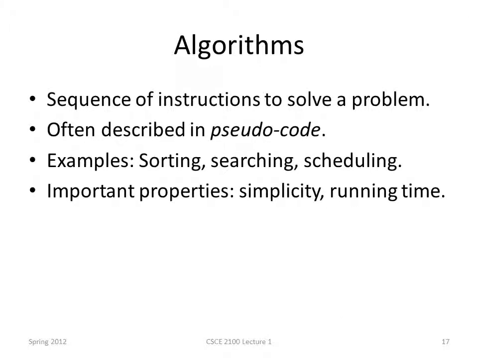An algorithm, as I hope you know already, is a sequence of instructions to solve a problem. So for example, a recipe in a cookbook is an algorithm for baking a cake. Algorithms that describe code are often written down in what's called pseudocode. That is something that looks kind of like code, but with all the details taken out, because we're human beings and we can figure out what's going on. Some examples of standard algorithms are sorting, searching, scheduling. Important properties of these algorithms are simplicity, running time. Simplicity means they're easy to understand, easy for other programmers to modify. Running time is, how fast they run, given the amount of data you want to apply them to.